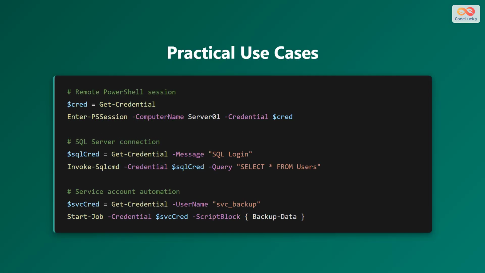Let's explore some real-world scenarios where Get-Credential proves invaluable. When establishing a remote PowerShell session to another computer, you can use Get-Credential to securely capture the credentials and pass them to Enter-PSSession. For SQL Server connections, you can create a credential object with a custom message like "SQL login" and then pass it to Invoke-Sqlcmd for database queries. Another common use case is service account automation, where you might need to run scheduled jobs or background tasks under a specific service account. By using Get-Credential, you ensure that all these sensitive operations handle passwords securely without exposing them in your scripts.